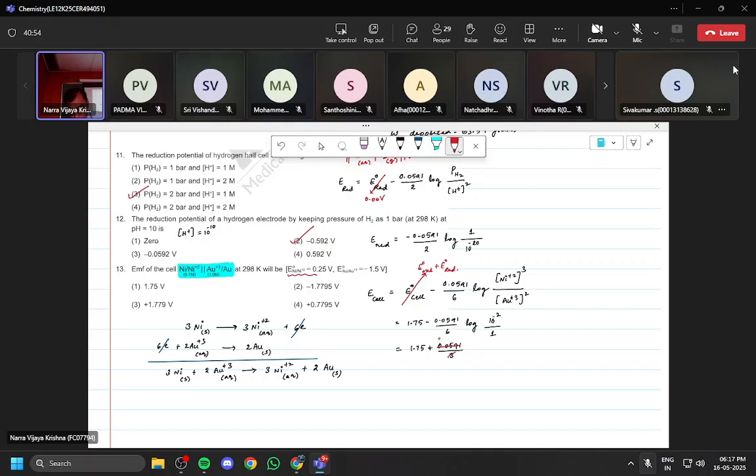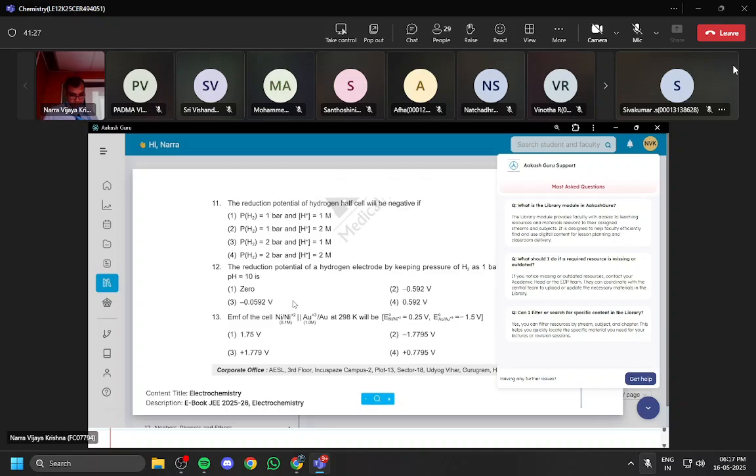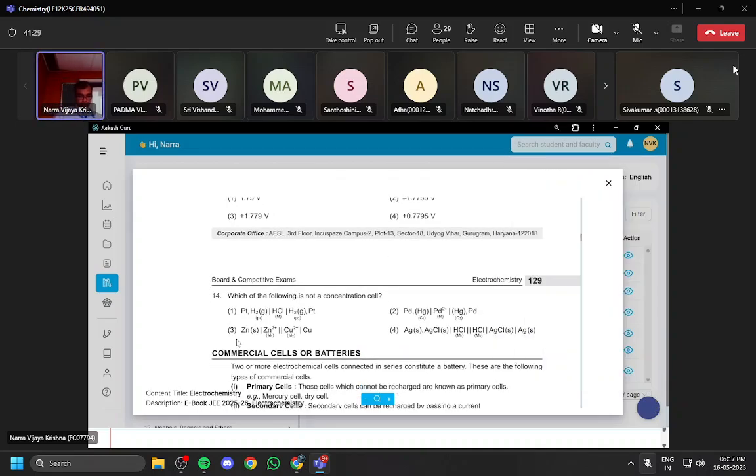Can I write approximately 0.02? Alright, can I write this as 0.06? By 3 means approximately 0.02. 0.02 means can write the value as close to 1.77. So whichever option is closer to plus 1.77, that is the answer. Right? Any questions, sir, in this? One more question left.